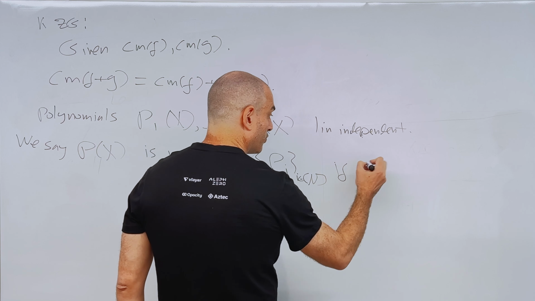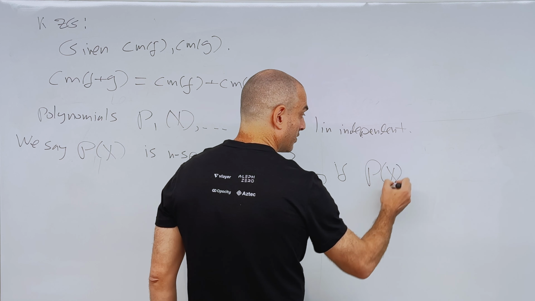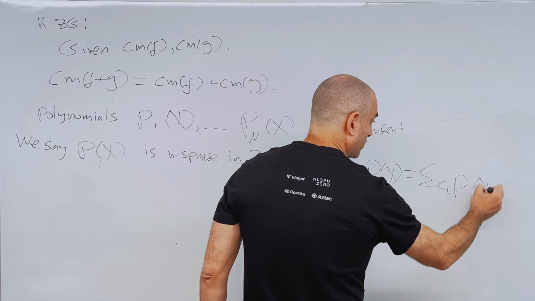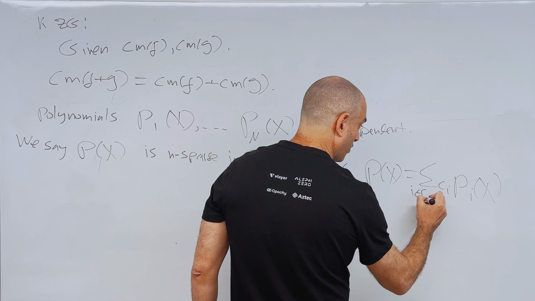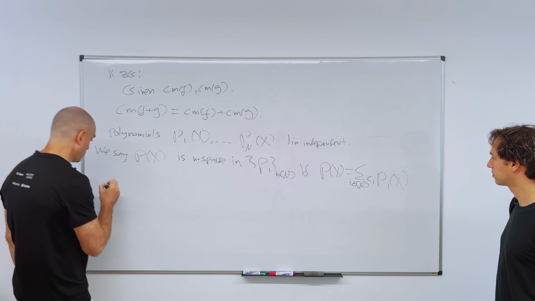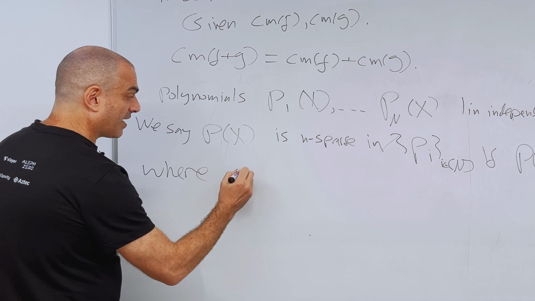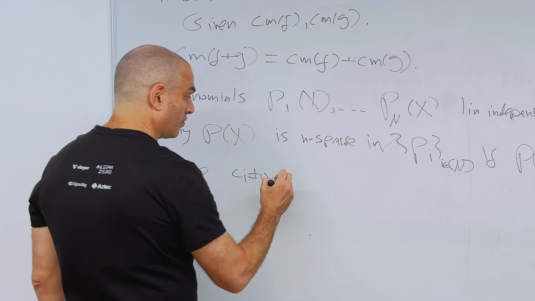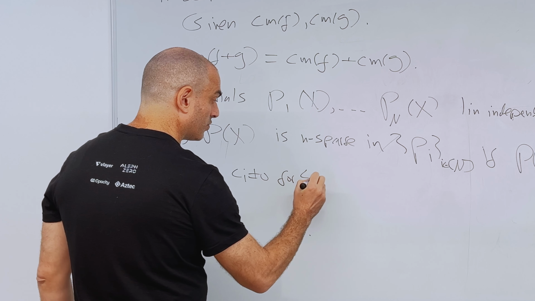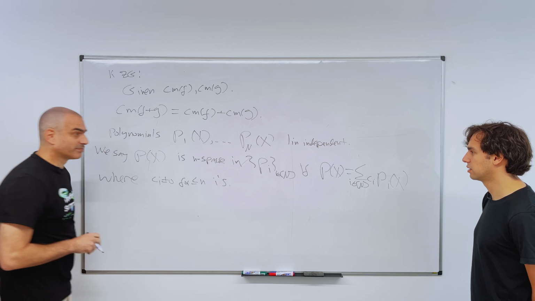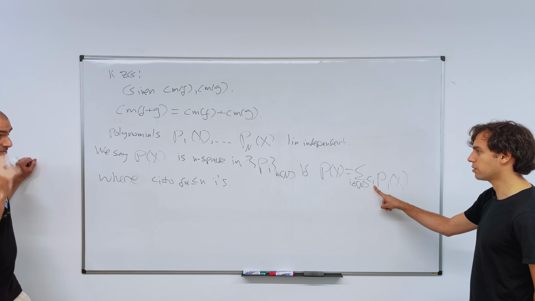if I can write P as a combination of the Pi's, the sum of ci times Pi, where ci is non-zero for at most little n i's. So most of the time, this ci is going to be 0. And then there's only n occurrences where it's not, and that's where it's sparse. Exactly.